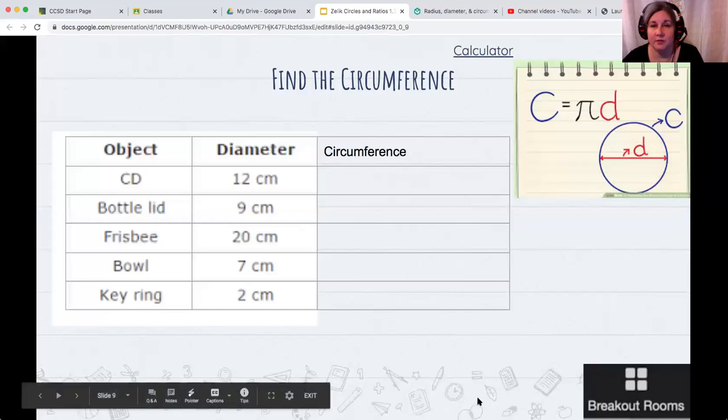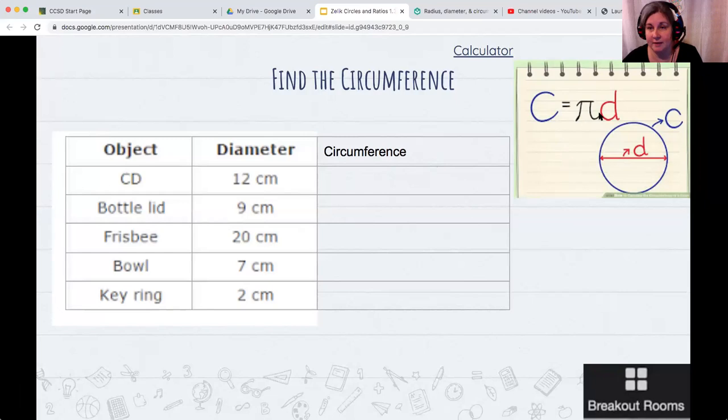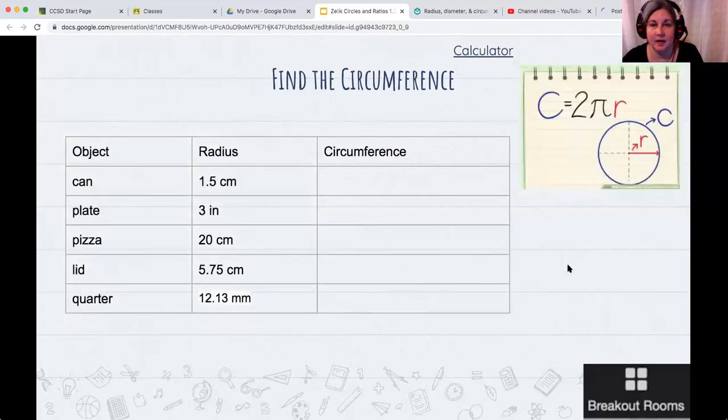Then you're going to do some practice. Given the diameter, find the circumference using this formula. So you're going to substitute in 12 for the diameter and use 3.14 for pi. On this slide, you're given the radius to find the circumference. So this formula is 2 pi r, because remember 2 times the radius is diameter, 2 pi r to get your circumference, and again use 3.14 for pi.